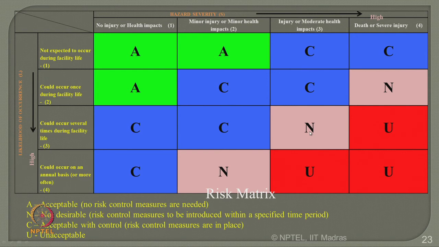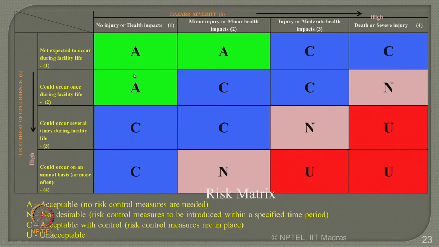The regions where N is indicated are not desirable, therefore, risk control measures must be introduced within a specific time period in a given plant. The regions where C is indicated are acceptable with control, provided the risk control measures are available in place and recommended strongly. Whereas regions which are marked red in color here are unacceptable, therefore, one should not try to have any such regions in a given plant. So, the risk matrix dividing the entire hazard severity and likelihood is appearing here.